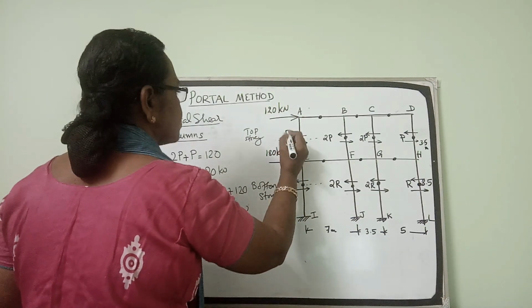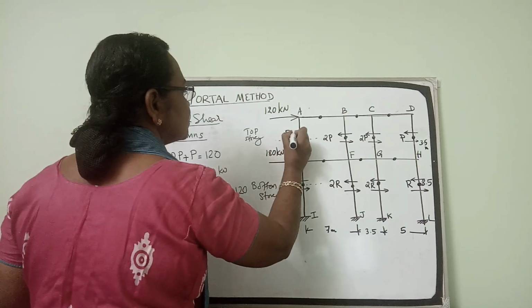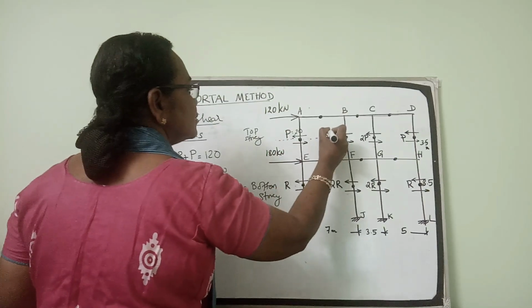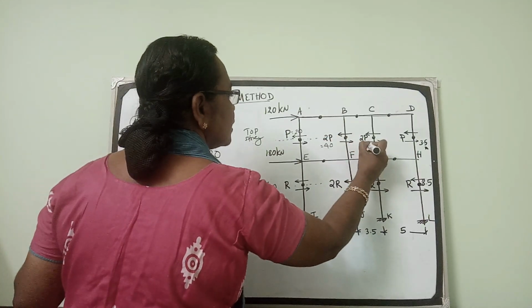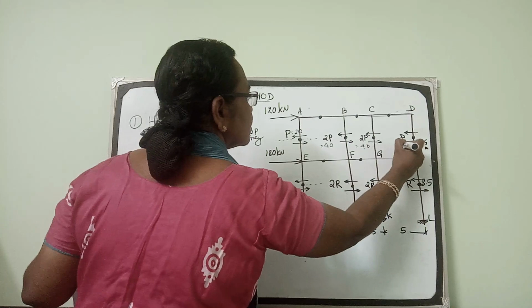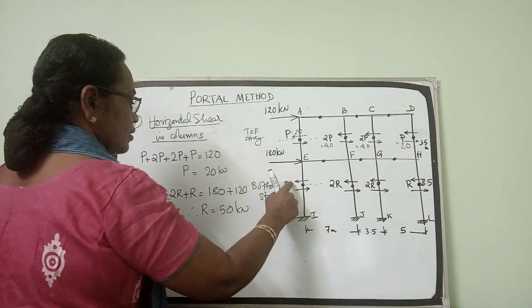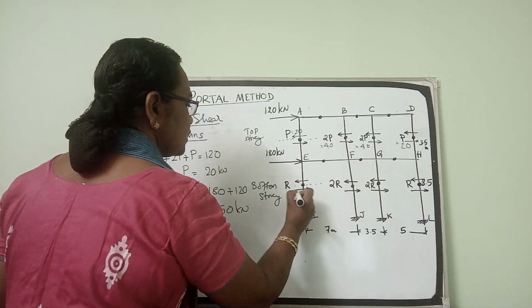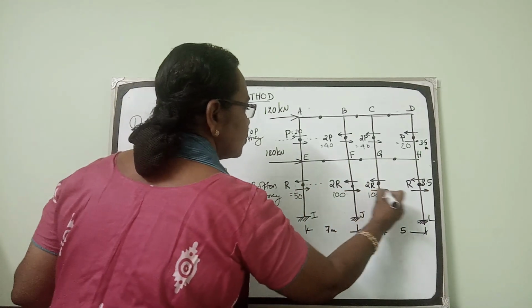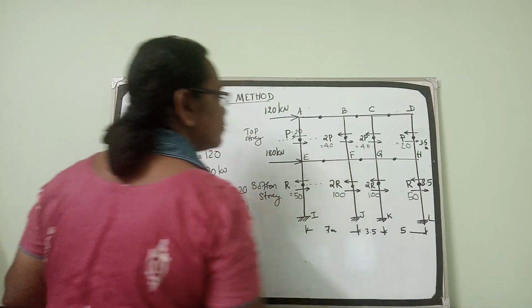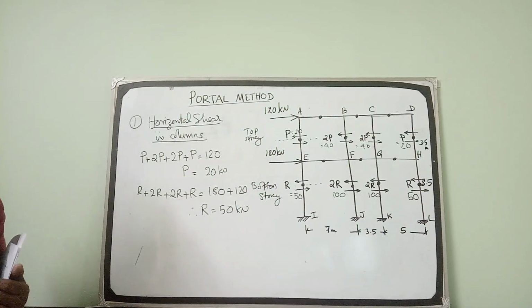So this force is 20, this is 40, this is 40, this is 20, and in the bottom story, this is 50 kilonewton, 100 kilonewton, 100 kilonewton, 50 kilonewton. That is the first step.